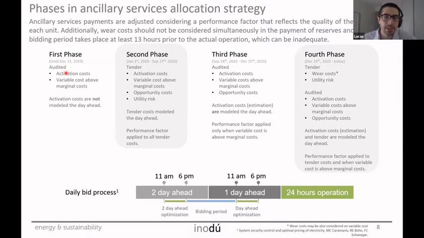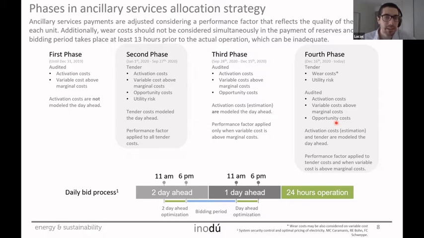The third phase was implemented when the ancillary services tender was stopped. Similarly to the first phase, all costs related to the frequency control were audited, but in this case, the ISO also incorporated an estimation of the activation cost in the model of the day-ahead program. Finally, the fourth phase represents when the ancillary services tender came back, but in this case, a lot of the costs that were considered as part of the tender in the second phase are now audited.